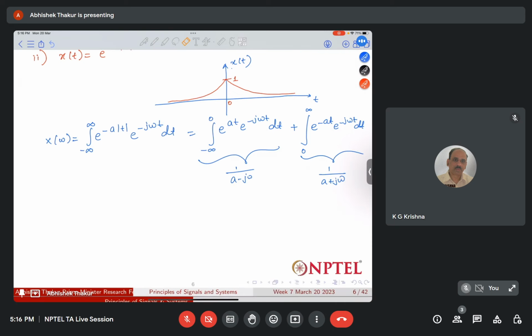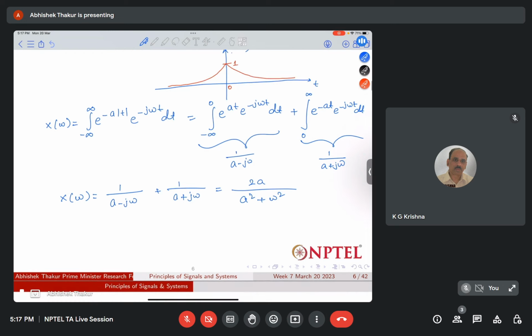So our X omega will be 1 by a minus j omega plus 1 by a plus j omega. This will be a square minus j square, which is minus 1, so a square plus omega square. The j omega will get cancelled, and the numerator will become 2a. So the Fourier transform of e to the power of minus a mod t will become 2a by a square plus omega square.